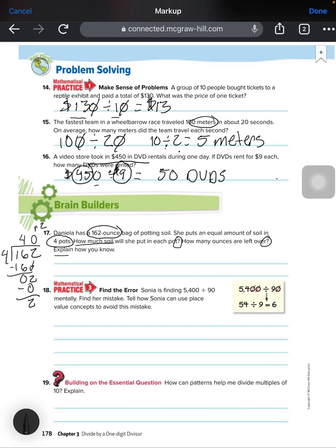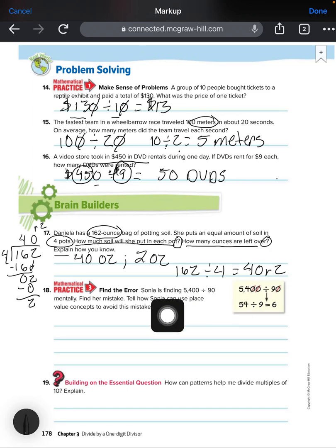So we are going to answer our first question. How much soil will she put in each pot? She will put 40 ounces in each pot. Okay, do a little semicolon. How many ounces are left over? We have our answer right here. She's going to have 2 ounces left over. And explain how you know. That's great. This is where you just put 162 divided by 4 equals 40, remainder 2.